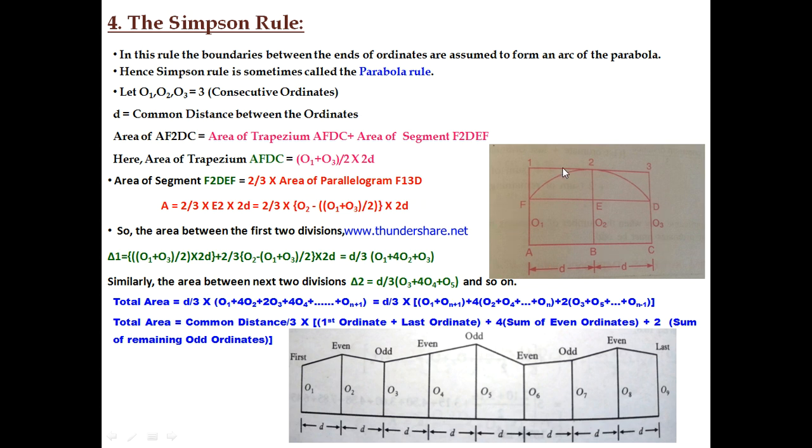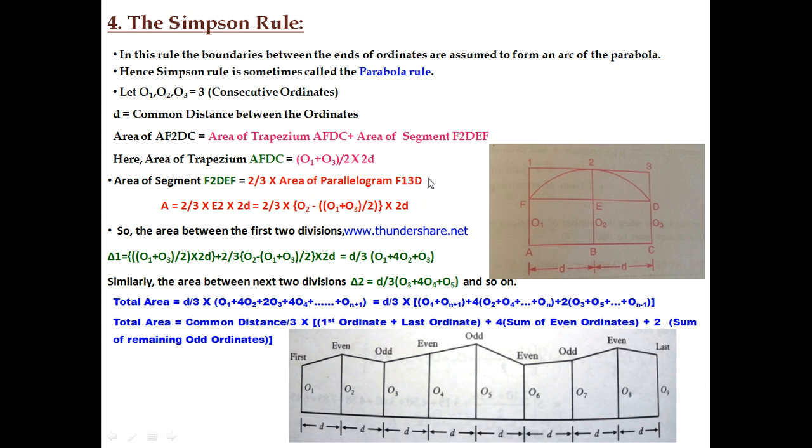So in this manner, the whole area which we need to calculate with the help of Simpson's rule, the area AF2DC, can be divided into F2DF plus area AFDC, this part plus this part. We will separately calculate the area of F2DF, and we will separately calculate the area of AFDC, and then we will add both of them. So let's begin with the formula.